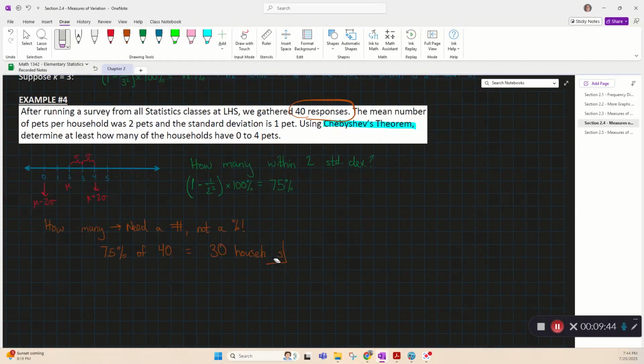Households. There we go. So what Chebyshev's theorem says is that at least 30 households will have 0 to 4 pets. It could be more, but it won't be less. At least 30 will have between 0 and 4 pets.